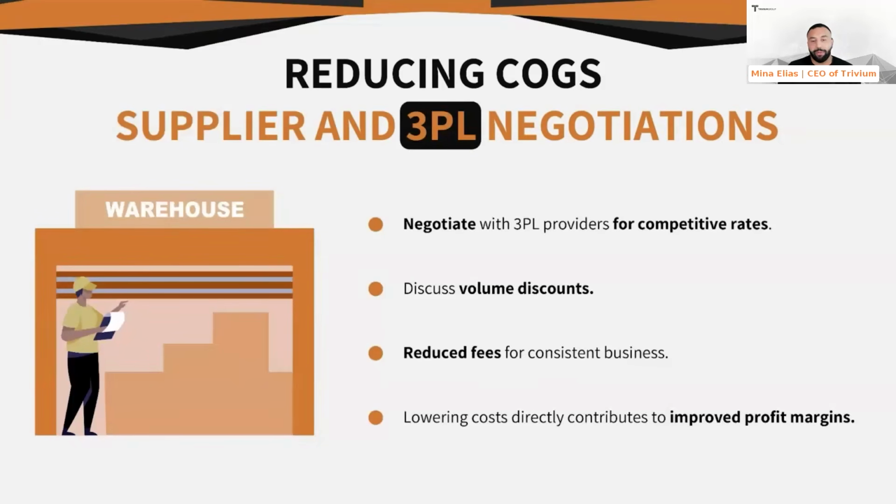Next is supplier and 3PL negotiation. So again, same thing as suppliers is 3PLs. 3PL negotiation is, for your warehousing and third-party logistics, negotiate with different 3PLs for competitive rates. I think that's self-explanatory. Discuss volume discounts, so see at what volume you would get a discounted rate. Reduced fees for consistent business.